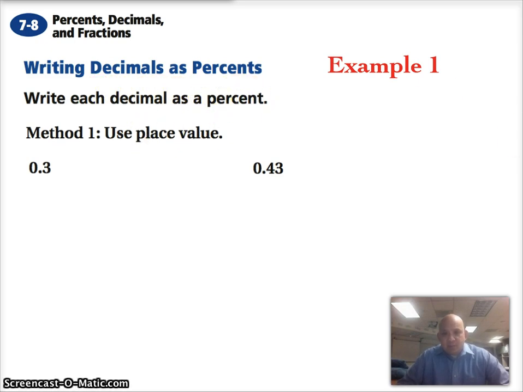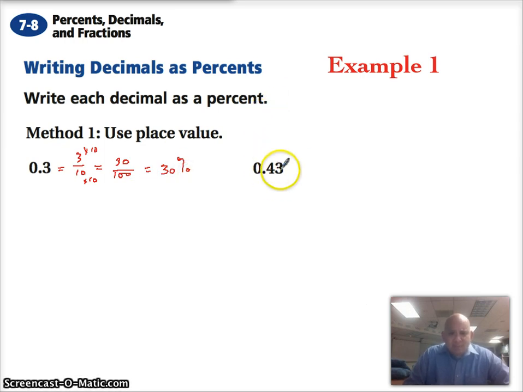Use place value. Here we have 3/10. What we're going to do with 3/10 is write that as a fraction first. So 3/10 looks like 3/10. Now, because we know percent means per hundred, we'll find an equivalent fraction that has 100 as a denominator. In order to get from 10 to 100, we of course multiply by 10. We multiply by 10 up here. We get 30 out of 100. 30 per 100 means that is 30%.